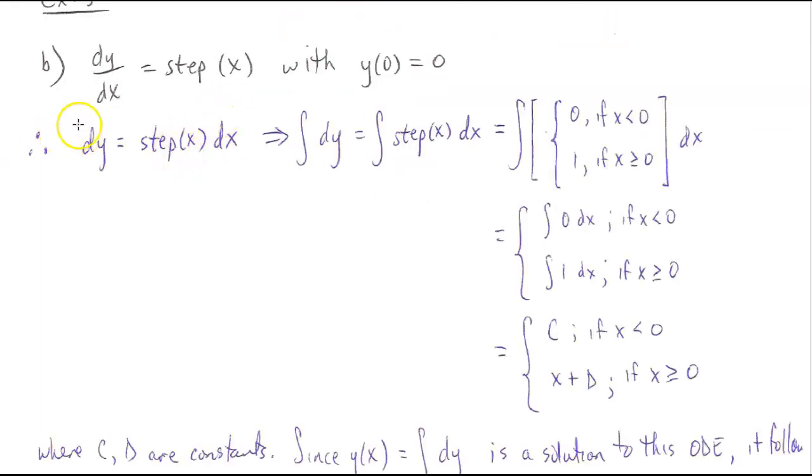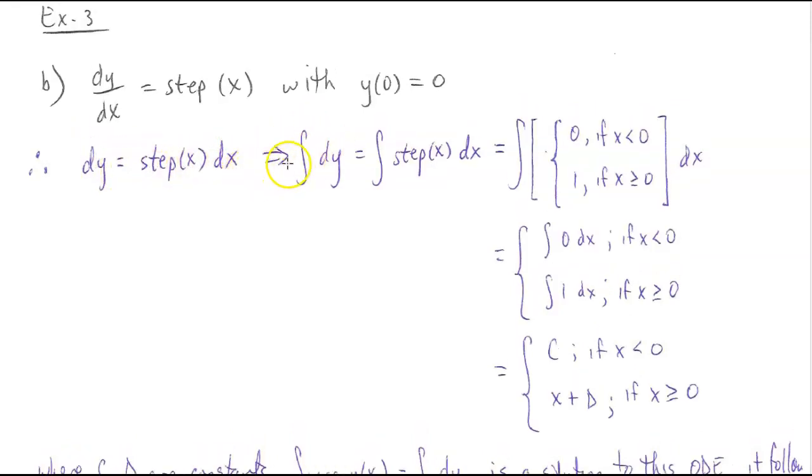So if you see here, we know that this is a directly integrable type of equation of the first order. And so we know that we can rewrite this as just dy equal to the step function times dx here. And so if we take the indefinite integral of both sides, we recall that our step function here is represented this way in terms of piecewise functions.